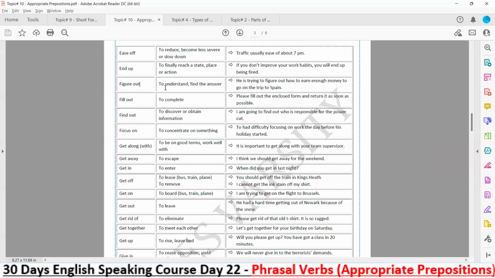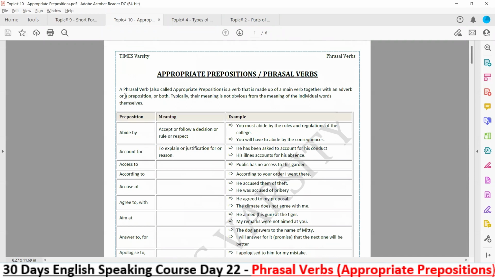Figure out, meaning to understand. Look at when these two words, figure and then the out, are used as a preposition or phrasal verb, then it gives this meaning. If we use them separately, then it has an entirely different meaning. Okay, this is what we need to understand.